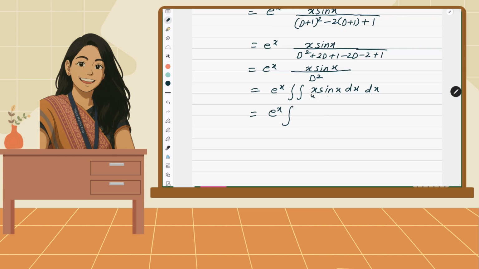Now I will apply by parts. This is u, this is v. So first function, integration of second is minus cos x. Okay? Minus integral d by dx of x is 1, and then integration of sin x is cos x, and then cos x is sin x. So plus sin x. Correct? And now this is equal to e to the power x, integration of minus x cos x dx plus integration of sin x dx.